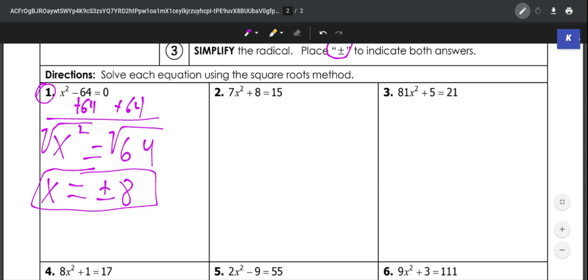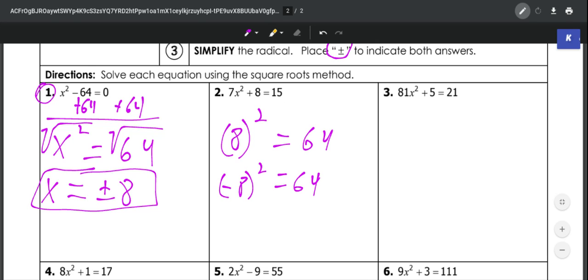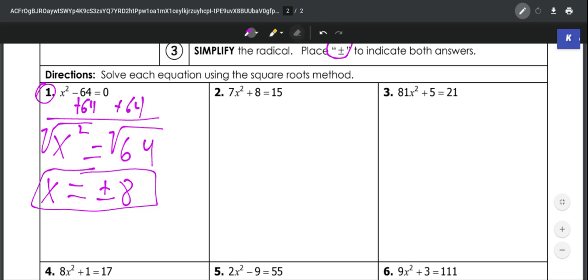Because if you want the long explanation, if we were to plug in 8 for x, 8 squared is equal to 64, but also negative 8 squared is equal to 64, because anytime you square a number, it's going to be positive no matter what. So that's why we have to indicate plus or minus.